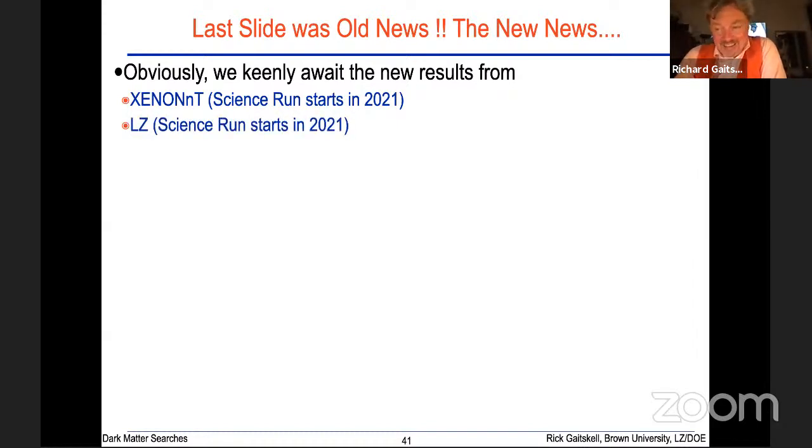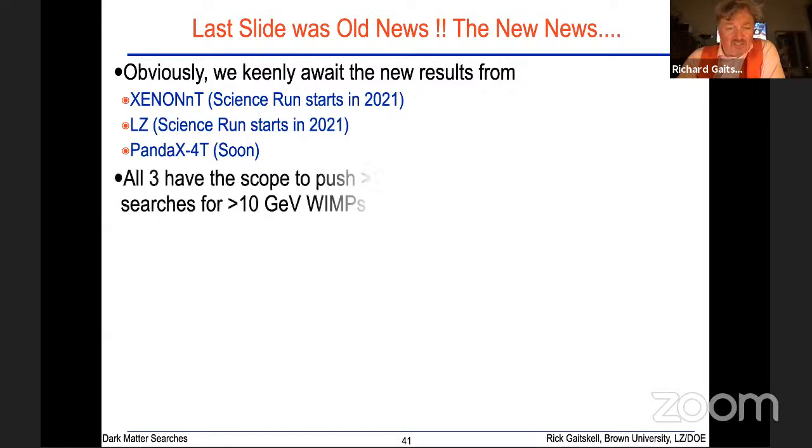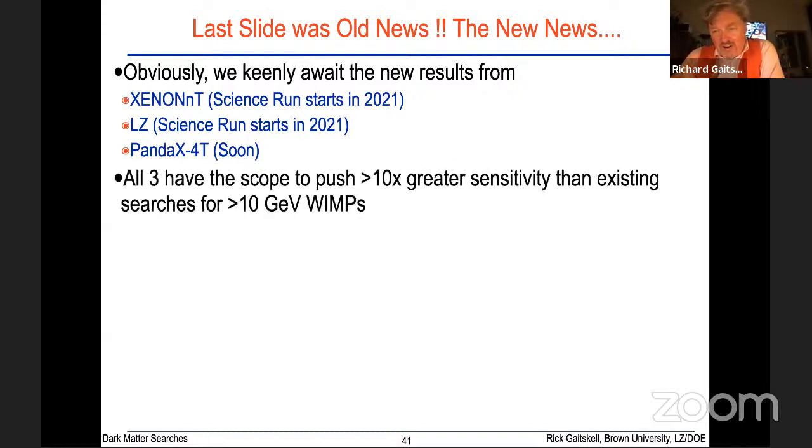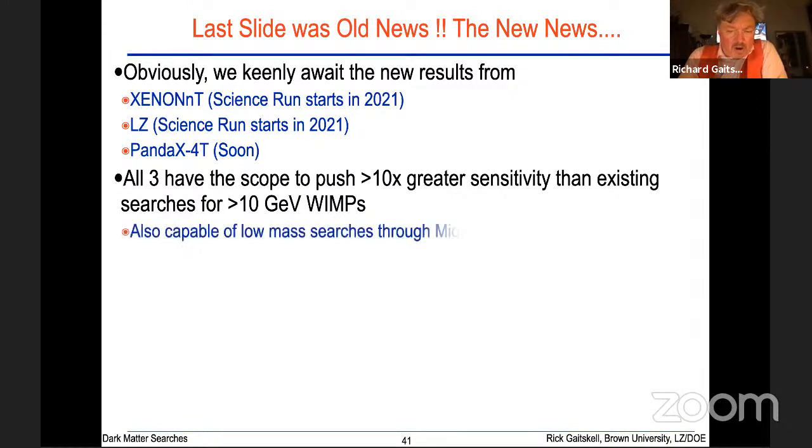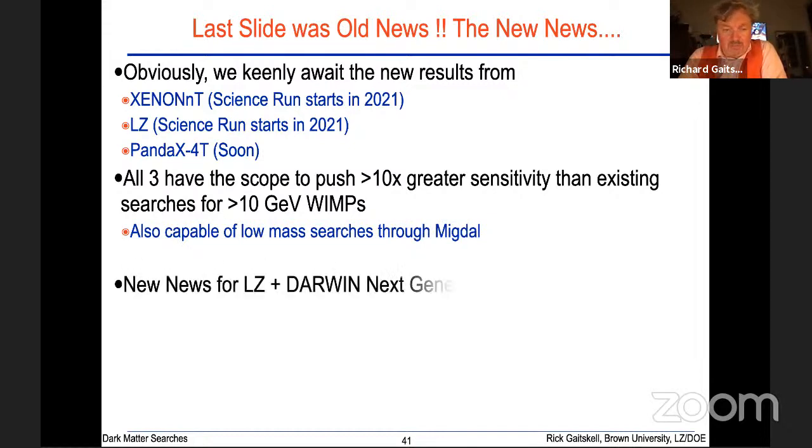LZ, a similar statement. Science run starts in 2021, very little more information. And also Panda X4 ton has also made a statement that it does intend to be operating, I think, in 2021. So all 3 experiments are in a very good position, and of course they will be able to very rapidly move into a new region of parameter space that has not been searched before, and all have the goal of improving by well over an order of magnitude from where our current experimental limits are, and through these other techniques, the S2 only and the Migdal should be able to move on.